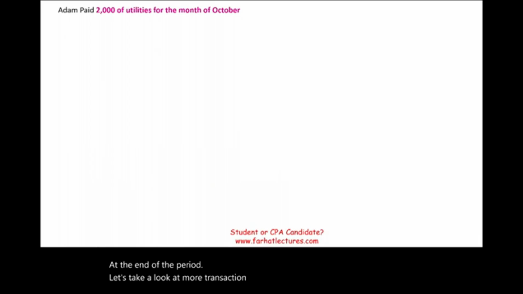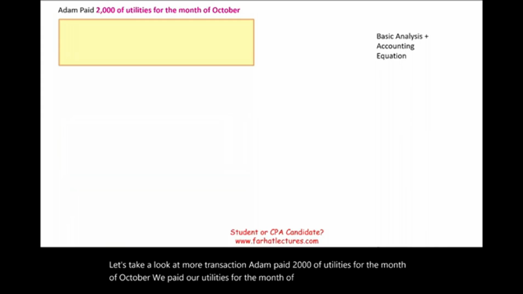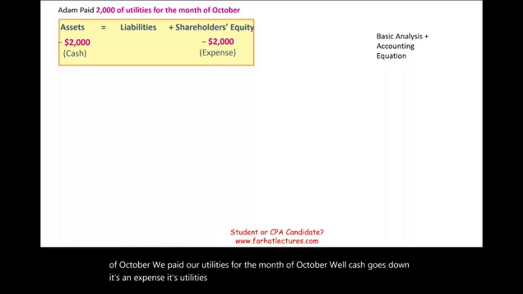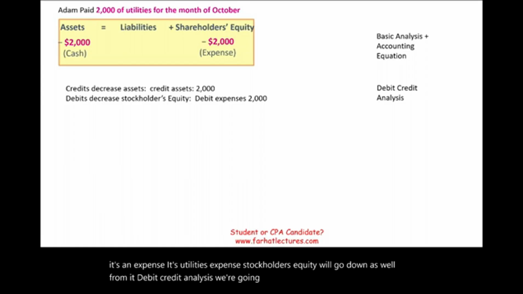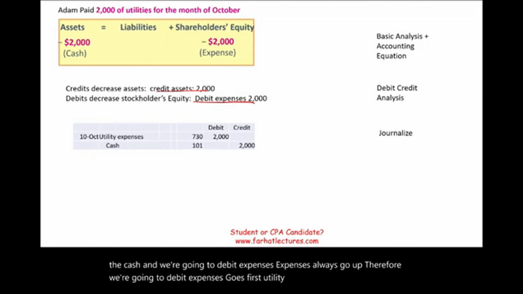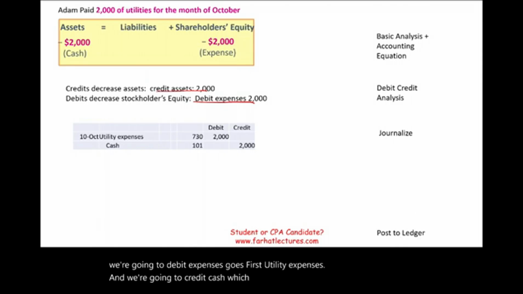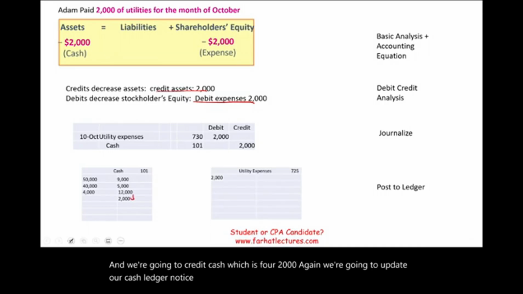Adam paid $2,000 of utilities for the month of October. We paid our utilities for the month of October. Well, cash goes down. It's an expense. It's a utilities expense. Stockholders' equity will go down as well. From a debit credit analysis, we're going to credit the asset, the cash, and we're going to debit expenses. Expenses always go up. Therefore, we're going to debit expenses, which goes first, utility expenses, and we're going to credit cash, which is for $2,000. Again, we're going to update our cash ledger. Notice now cash $2,000 going down, and utility expense is $2,000.